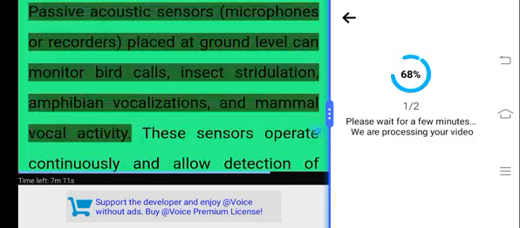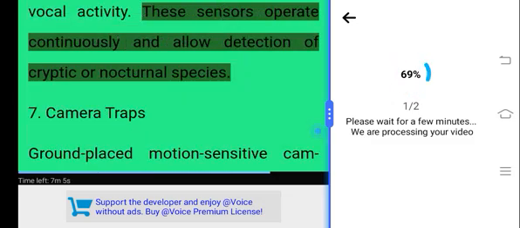6. Acoustic ground sensing. Passive acoustic sensors, microphones, or recorders placed at ground level can monitor bird calls, insect stridulation, amphibian vocalizations, and mammal vocal activity. These sensors operate continuously and allow detection of cryptic or nocturnal species.